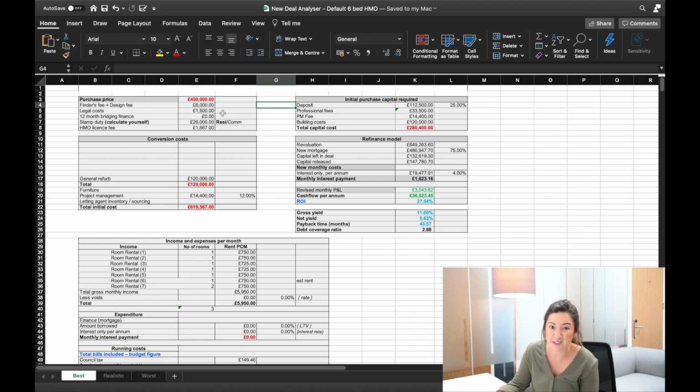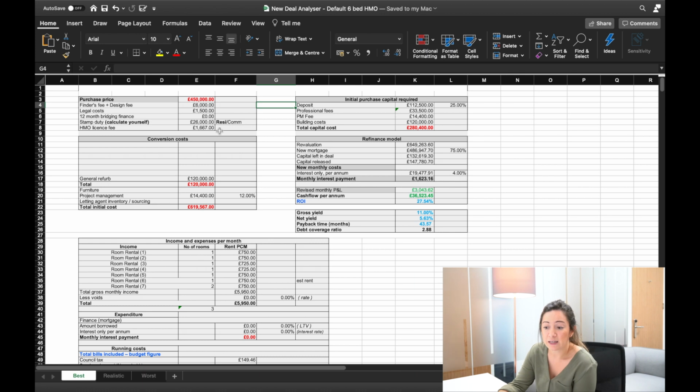Legal costs, that's all your solicitor's costs, searches and all that sort of stuff. Bridging finance. There's a section here for the bridging finance costs, because obviously bridging finance is quite expensive. To be honest, we normally do a separate spreadsheet for the bridging finance bit, because we put a little bit more information on it.